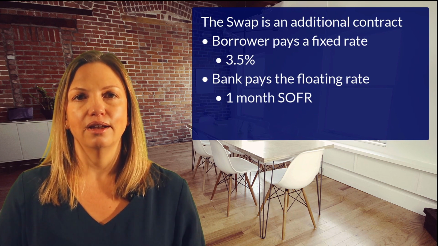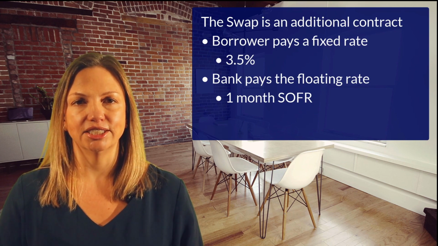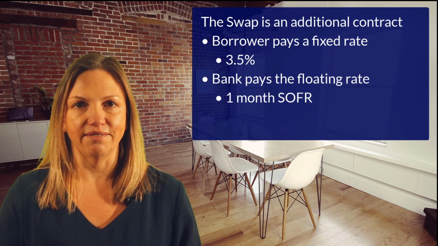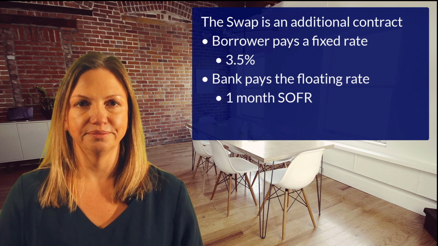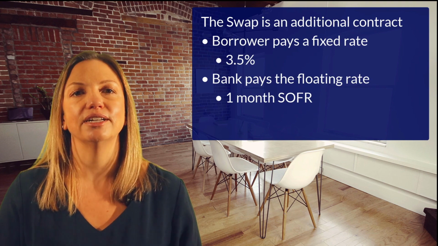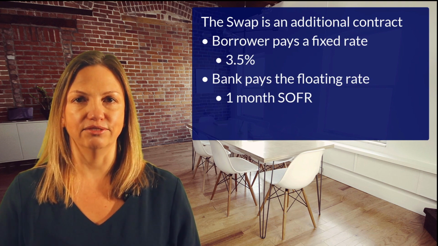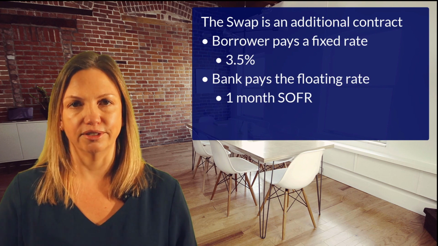In the swap, Party A, the real estate investor, agrees to pay Party B, the swap bank, a fixed rate based on the 5-year SOFR swap rate. In our example, we'll assume this rate is 3.5%. Party B agrees to pay Party A the floating rate of 1 month SOFR.